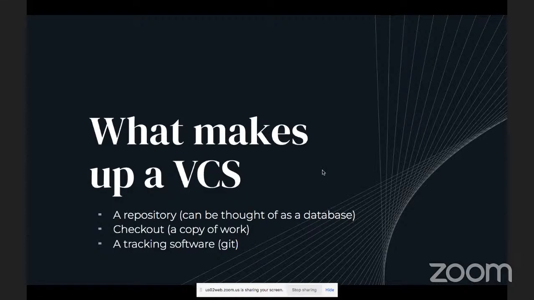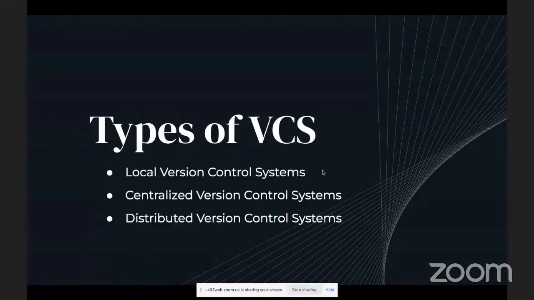Which you can update to the latest version of the repo, depending on who is working on the repository at that point in time. And then you can effectively do all the pulling or the pushing or the tracking with Git, the software. So these are basically what makes up the version control system. So now, what are the types? And I'm just going to explain them briefly and then show us more about centralized and distributed.